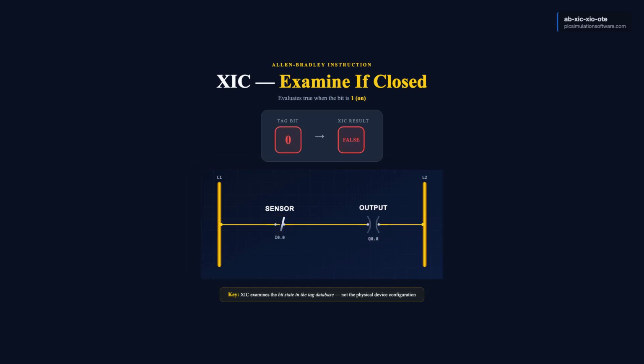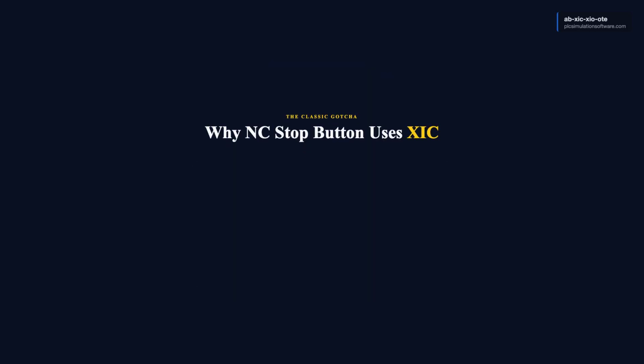The confusion begins with physical wiring. When you wire a normally open push button to an input card, the input bit is 0 at rest and 1 when pressed. An XIC on that input goes true when the button is pressed. That matches your intuition. But when you wire a normally closed push button, the input bit is 1 at rest and drops to 0 when pressed. Stop buttons are typically wired normally closed for safety. Now an XIC on that stop input is true at rest and false when pressed. The instruction examines the bit state, not the mechanical configuration of the field device. This is the source of almost every XIC versus XIO confusion in AB programming.